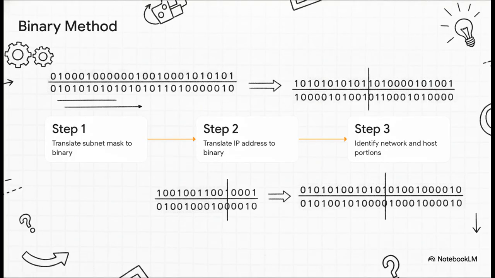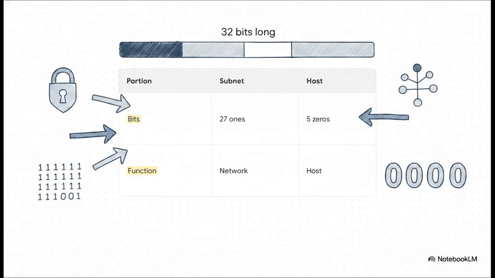So if we were doing this the traditional way, we'd use the binary translation method. Step 1, you literally translate the subnet mask into this massive string of ones and zeros. Step 2, you translate the IP address itself into binary. And then step 3, you visually line them all up to slice the network and host portions apart. Honestly, it's an absolute recipe for hand cramps and human error, just writing out 32 bits on a piece of paper over and over.